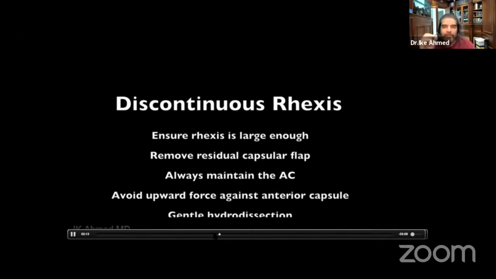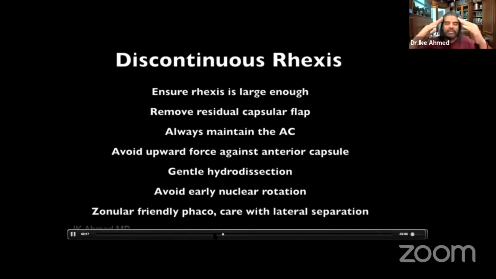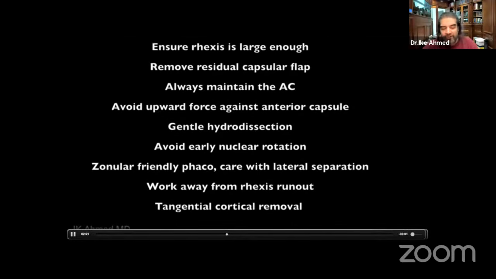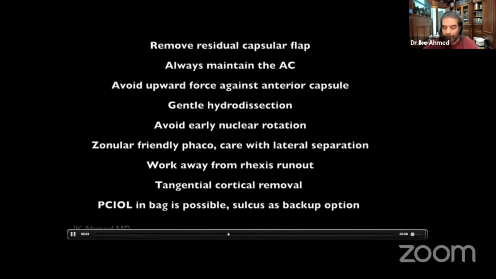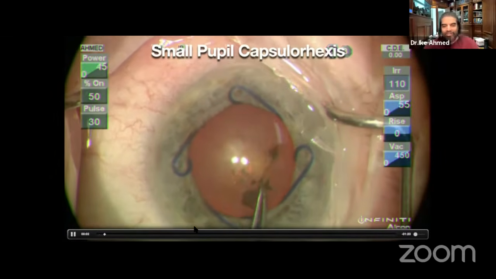The most important thing for me is to make sure the chamber doesn't shallow. If the chamber shallows, then the capsular rexis may want to run out. And of course, we avoid traction in the area where it's running out, and all these important principles are present and important. Small pupil rexis, well, I think it's pretty straightforward.